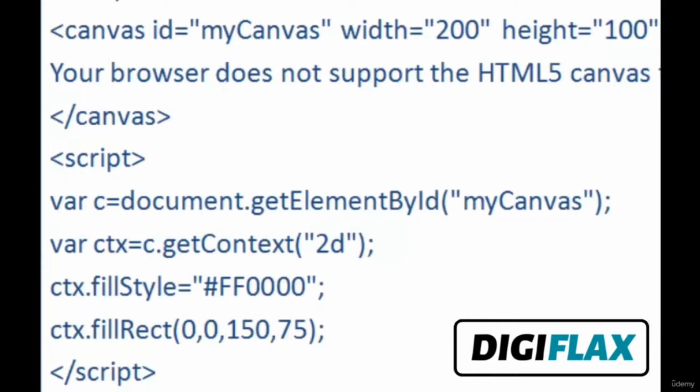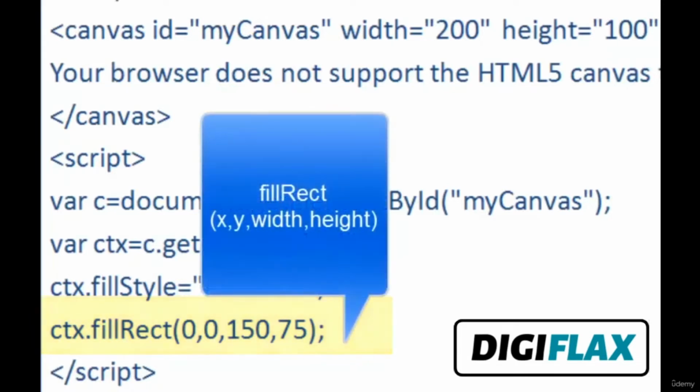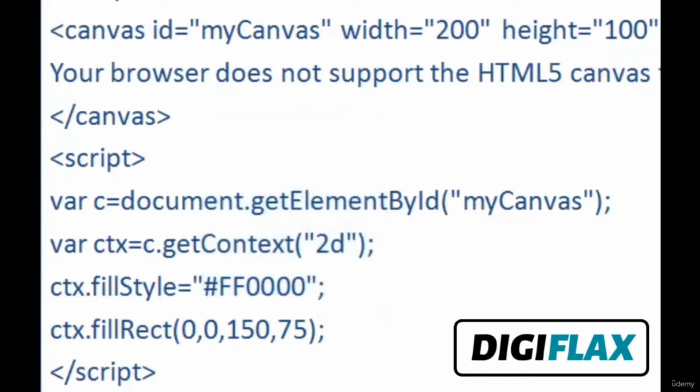Then we are filling the rectangle. Now it accepts 4 parameters. The first two are the x and y coordinates. The next one is width and the last one is the height of the rectangle. Then we are closing the script tag and also the body and HTML.